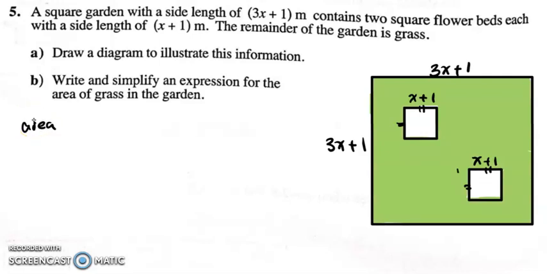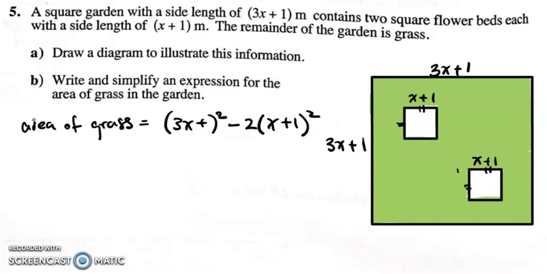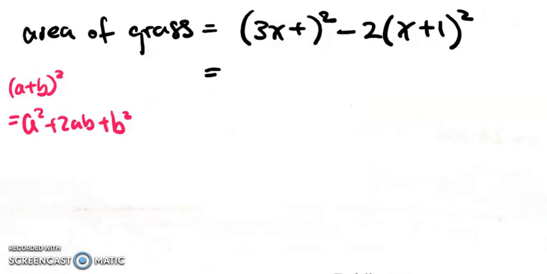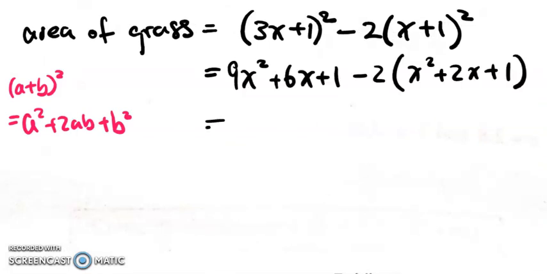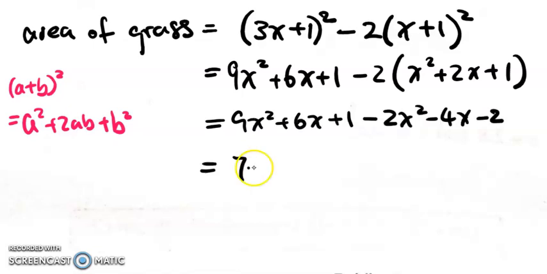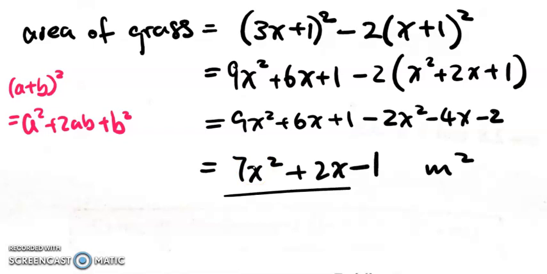Similar to our question in class, we'll have to find out what the area of the grass is by first calculating the area of the larger garden. So here's the larger garden, minus the 2 small square flower beds inside. Let's use the shortcut. A plus b squared is equal to a squared plus 2ab plus b squared. And then we open up that second bracket and combine our like terms. There we go, and our unit here is square meters.